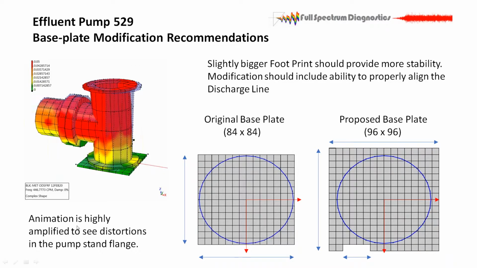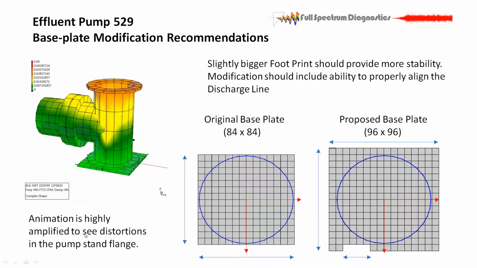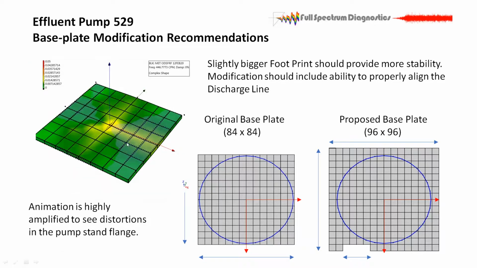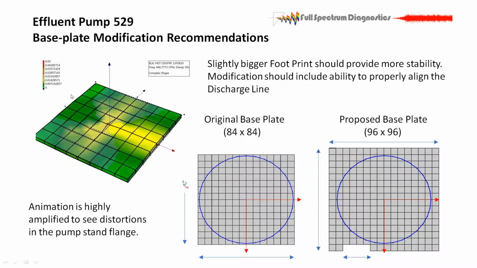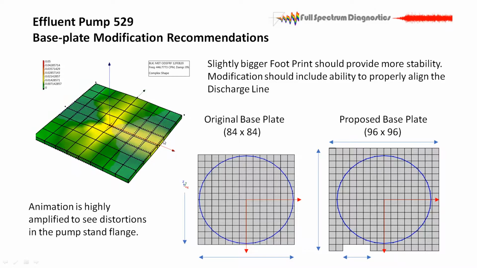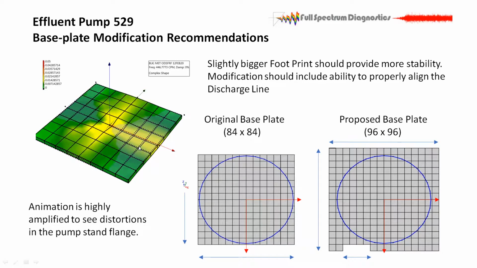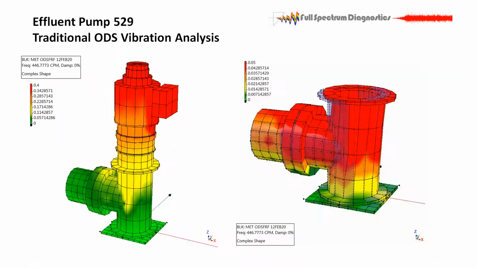Okay. The animation is highly amplified to see distortions in the pump stand flange. That's what I was after. I wanted to see that distortion. So I've taken the entire pump off. I left this plate, and obviously there's a big hole in the plate for the pump discharge line, but I wanted to see how it deflects. It's being caused by that motion in the discharge line direction. It's that loading that's being pushed back and forth, that natural frequency, and it is distorting the base, but not at a level that is a big concern.